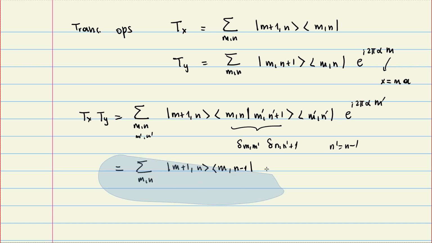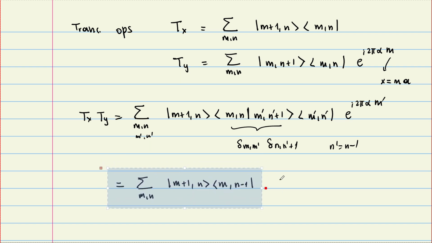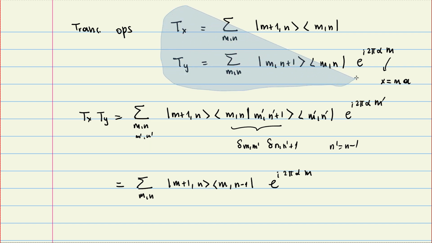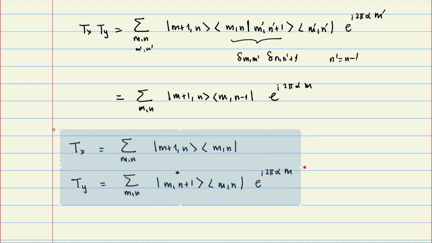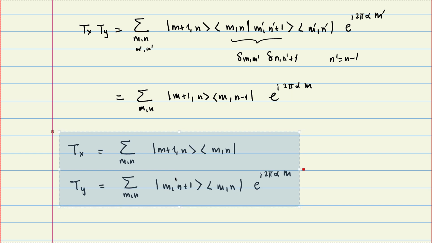And let me shift it just a little bit. And this is e to the i 2 pi alpha, m is equal to m here. So this is tx ty. And we also need to calculate ty tx, right? And the big deal we considered on Monday was that these two things were not equal. So tx ty, I want to do ty tx.